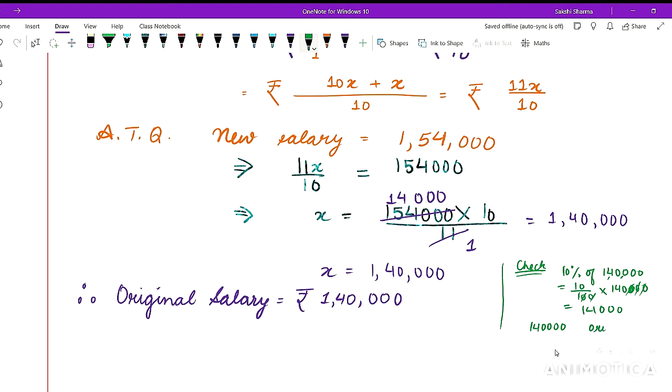This is the original salary. The salary increased by 14,000. This is the new salary. And this is what was given to me in the question. So my answer is correct. Let's take a look at the next question.